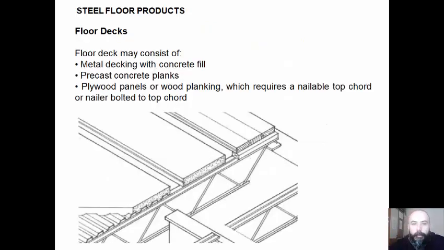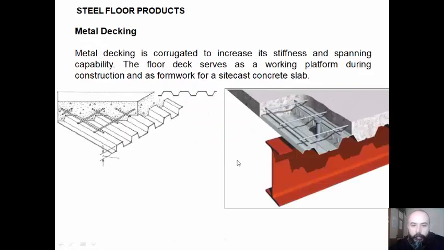buildings. How are we going to compose the floor? A floor deck may consist of metal decking with concrete fill, precast concrete planks, plywood panels or wood planking, which requires a nailable top chord or nailer bolted to top chord. Metal decking is corrugated to increase its stiffness and spanning capability. The floor deck serves as a working platform during construction and as formwork for side-cast concrete slab.